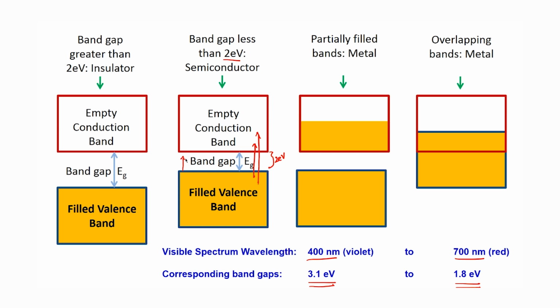So, therefore, in fact, if the insulator were, let us say, for example, I will just give a value of say 4.5 electron volts. Okay, so 4.5 electron volts, let us say the insulator has a band gap of 4.5 electron volts, then it will be completely transparent to the entire visible spectrum.